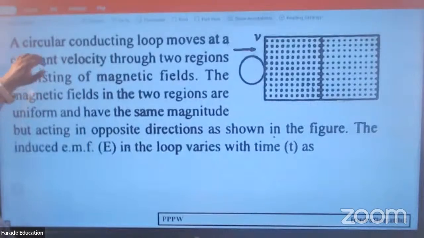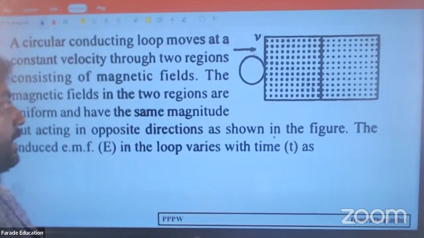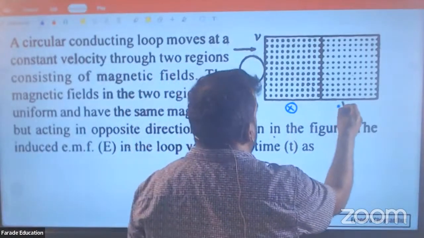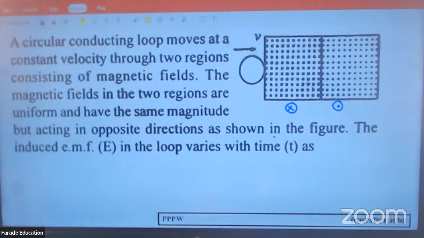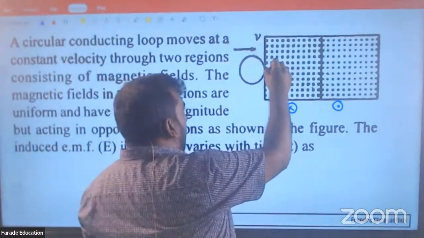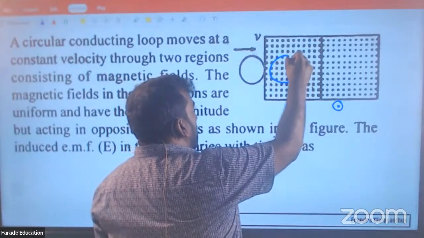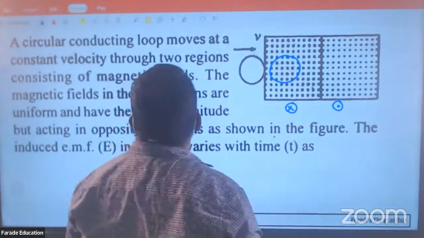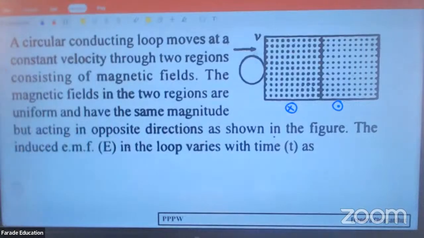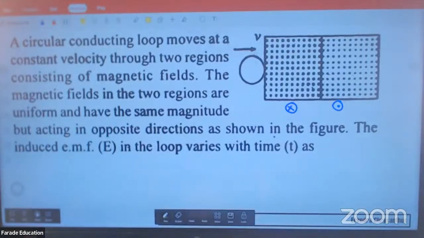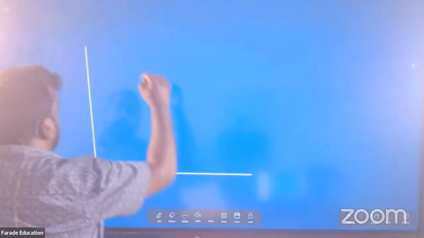Finally, here, look at the question carefully. Here magnetic field is inwards, here magnetic field is outward. Here, as it travels, complete loop inside. I'll show this in calculation. Right. Here you go.